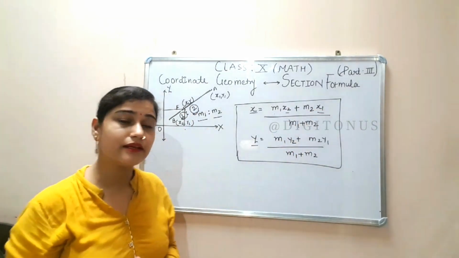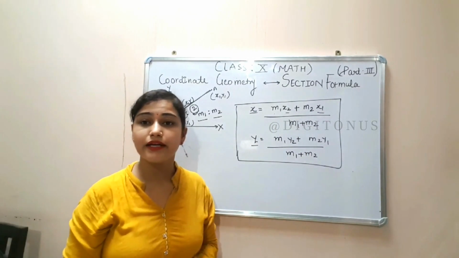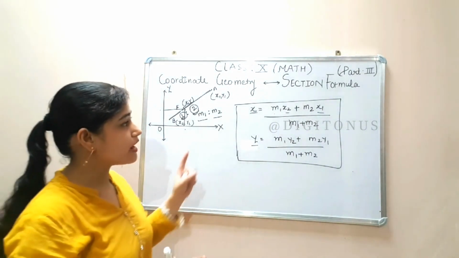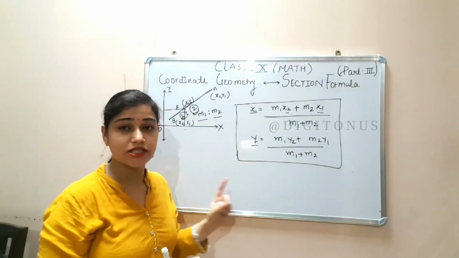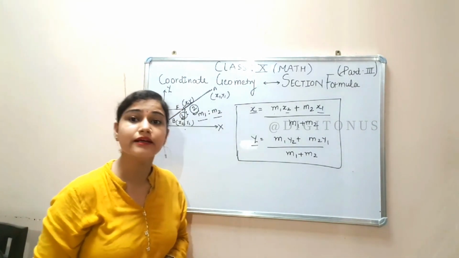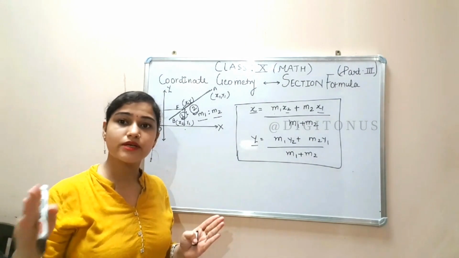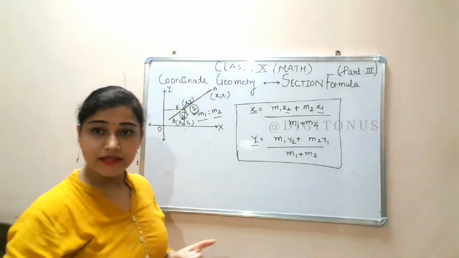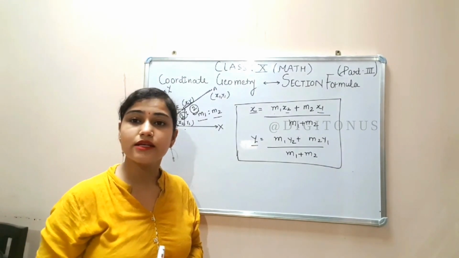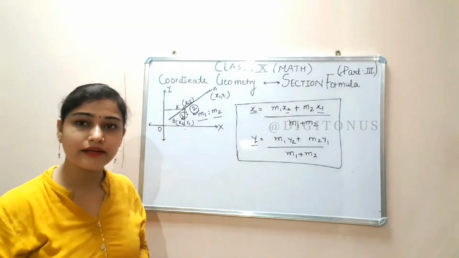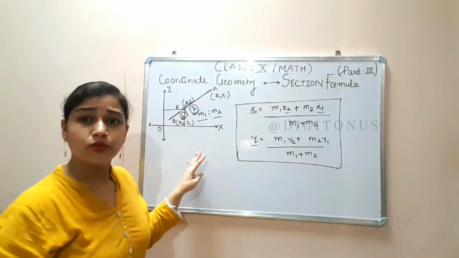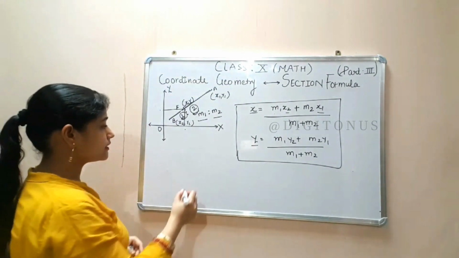They can ask anything, but if they are dividing 2 points in a specific ratio, then you have to apply the section formula. You have to apply the section formula where a line is being divided in some ratio, and if they are asking only the distance, then we will apply the distance formula. Is it clear? Now there are 2-3 subtopics in this.